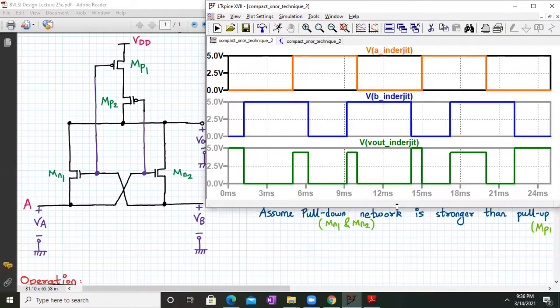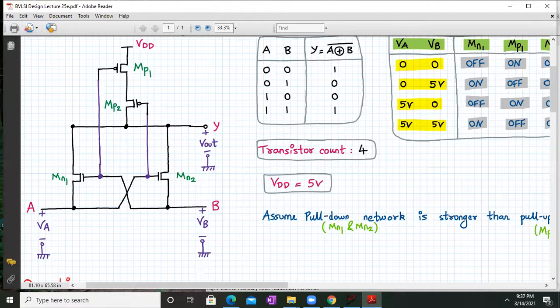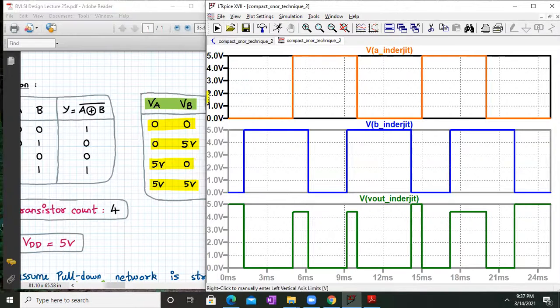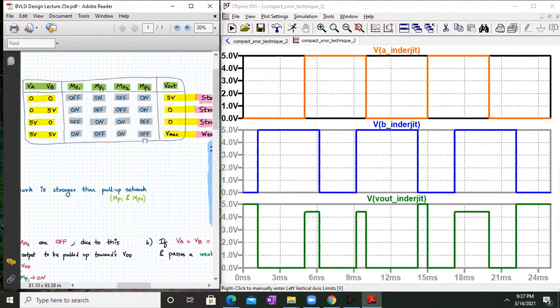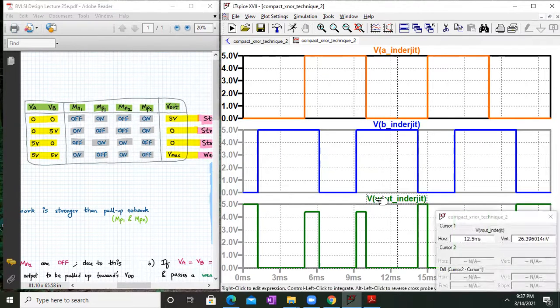Now let me put this in half screen so that we can check both simultaneously, the table as well as the combination. Okay, I guess this is visible now. I've divided the screen into two halves. On the left hand side we have the PDF, and on the right hand side we have the waveforms. So let's check the first condition.